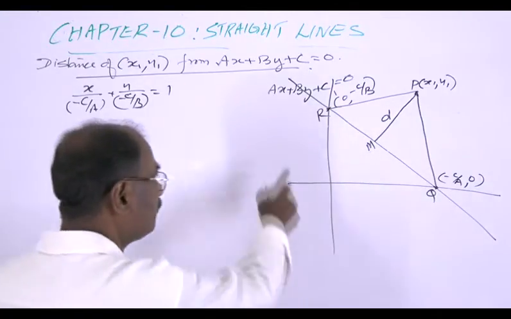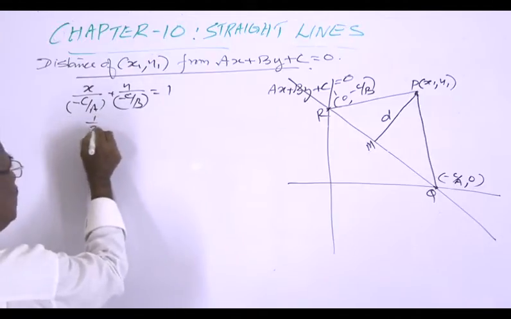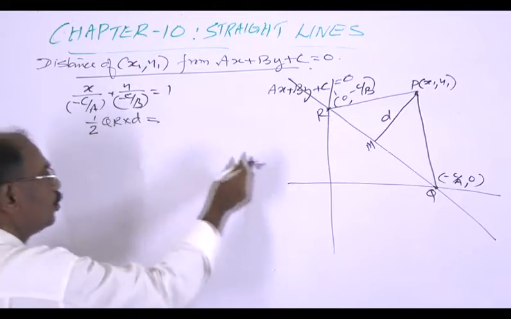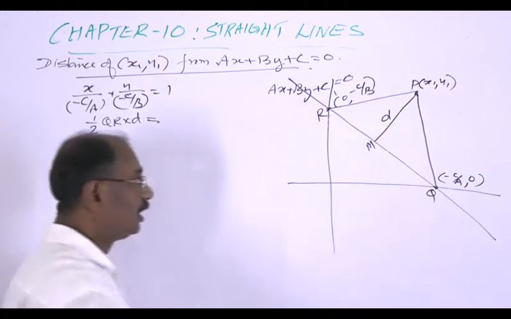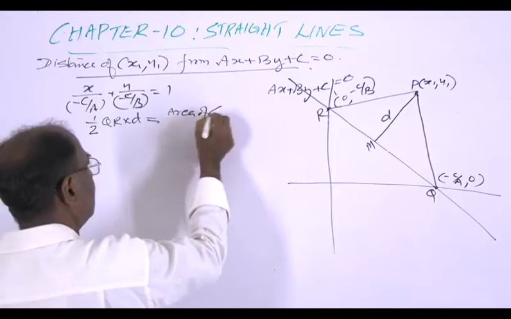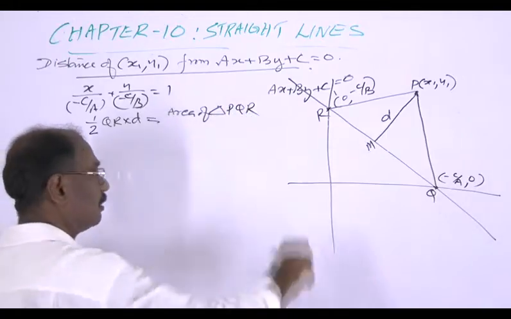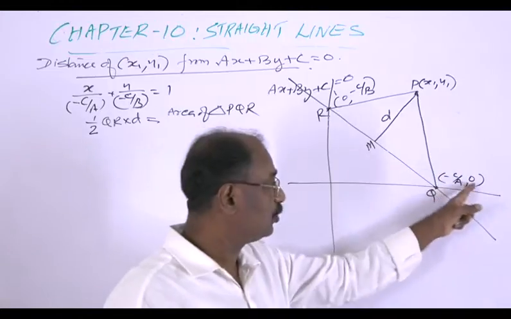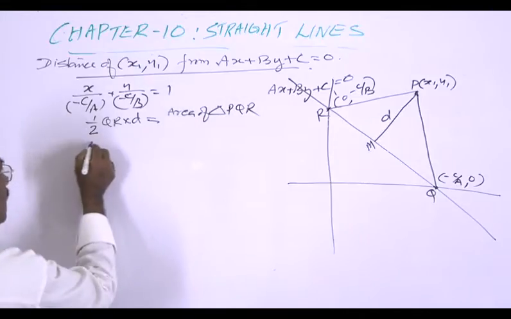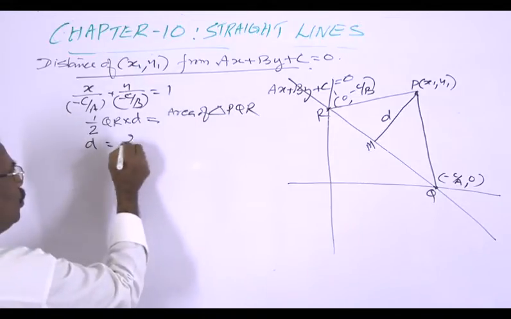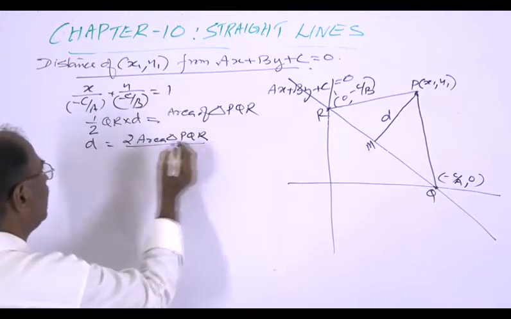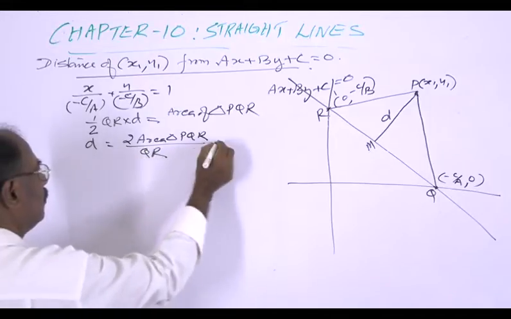Half base into altitude: the area is 1 by 2 into QR into d. This is equal to the area of triangle PQR with vertices x1, y1, x2, y2 and x3, y3. And therefore from this, d is equal to 2 times the area of triangle PQR divided by QR. Equation 1.